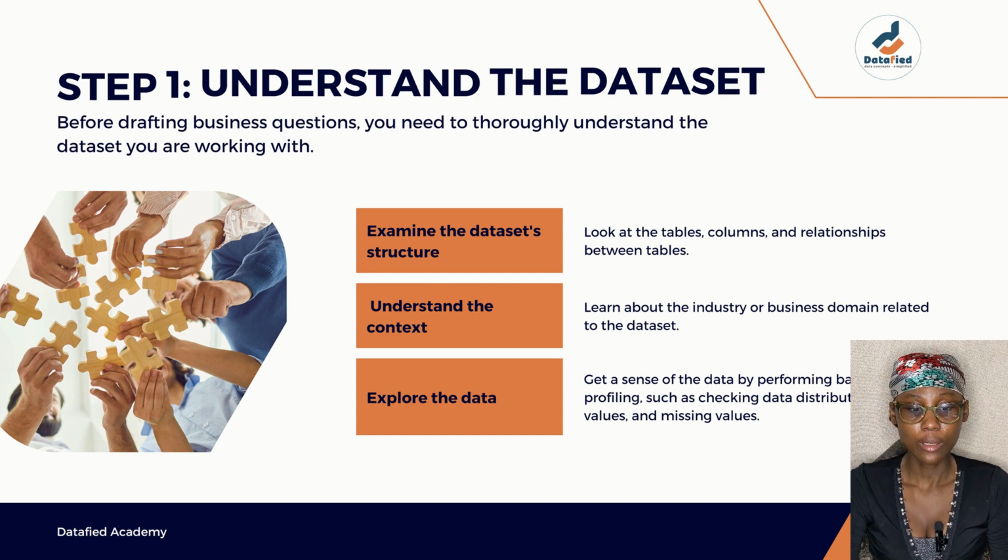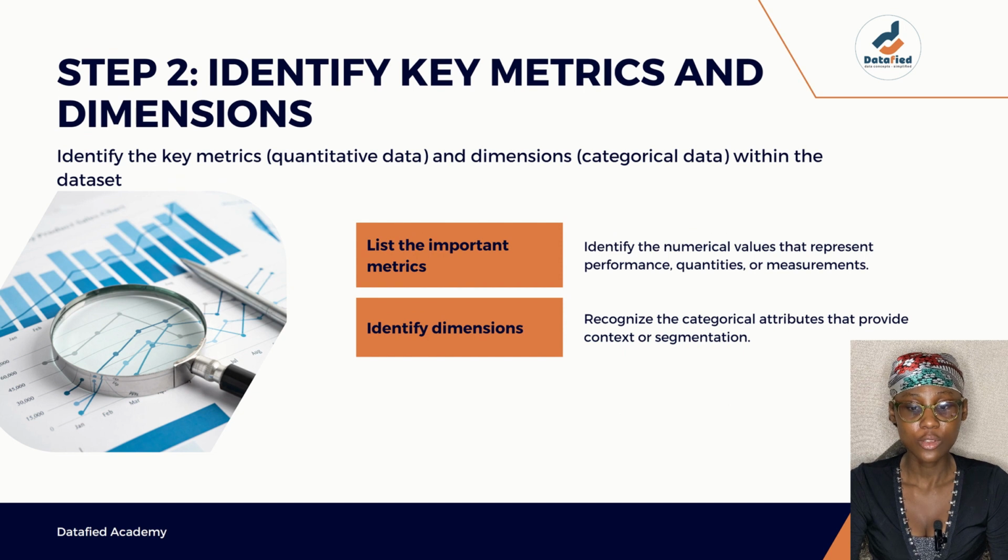The second step will be identify key metrics and dimensions. So I'll call metrics as the quantitative data in your dataset and dimensions as the categorical data within your dataset. So how can you identify this? First of all, you list the numeric values that are present in your dataset. This could be sales, revenue, attendance, and all whatnot, right? So it's dependent on the field or domain you're working with.